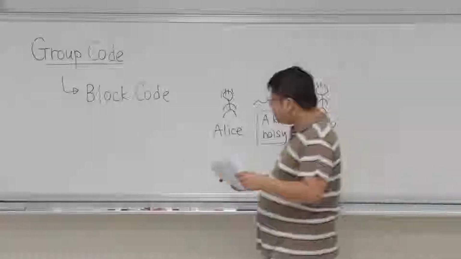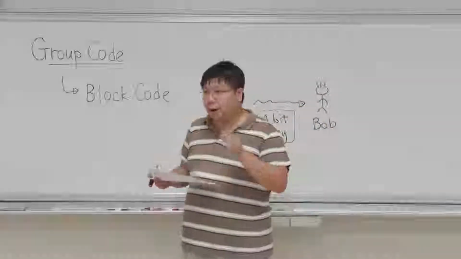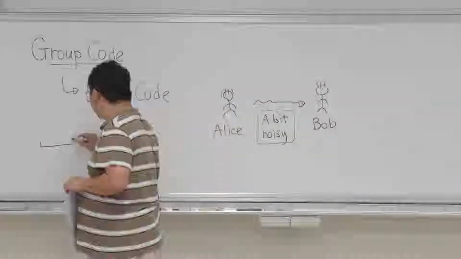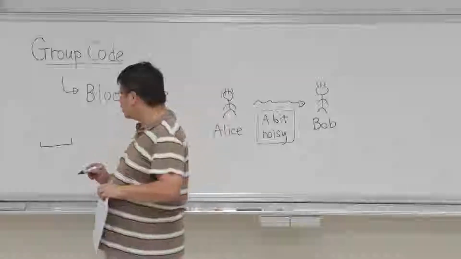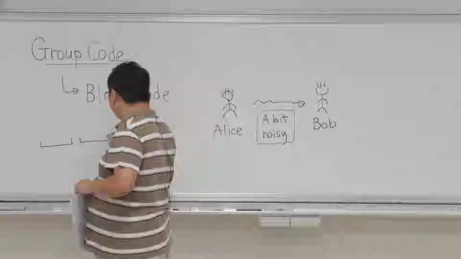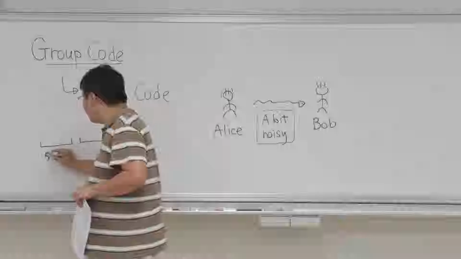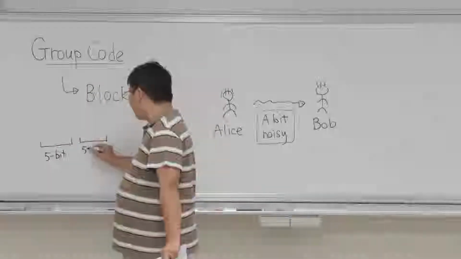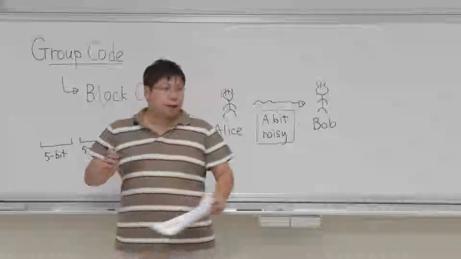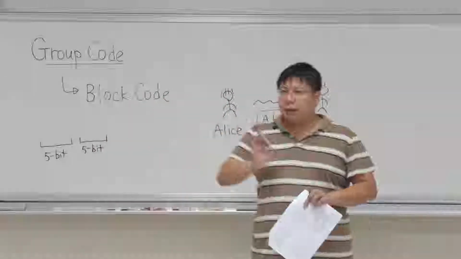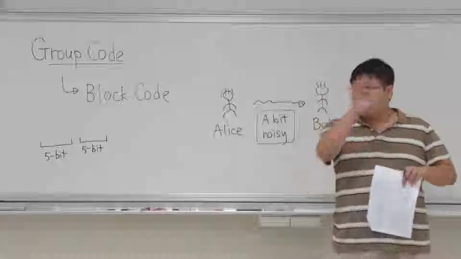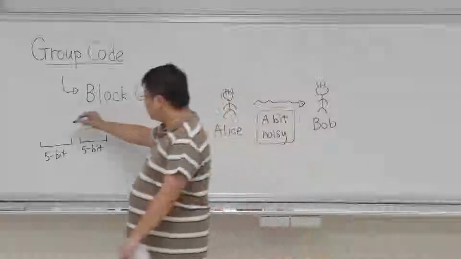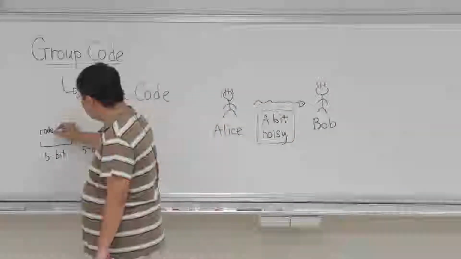Okay, so a block code has a property. Each message that Alice is going to send is of fixed length. Let's say this is going to be a 5-bit string for the first code, and the second one is also a 5-bit string. So all of them are of the same number of bits: n bits, n bits, n bits, n bits. Each one of them, we call a code word.